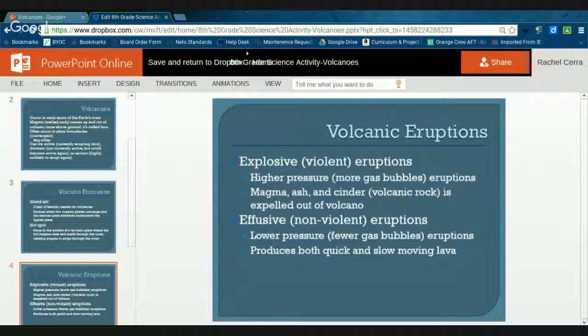The effusive or the non-violent ones are under lower pressure, so they've got fewer gas bubbles. So it's more of an oozy flow instead of a crazy explosion. So that one will produce both quick and slow moving lava.